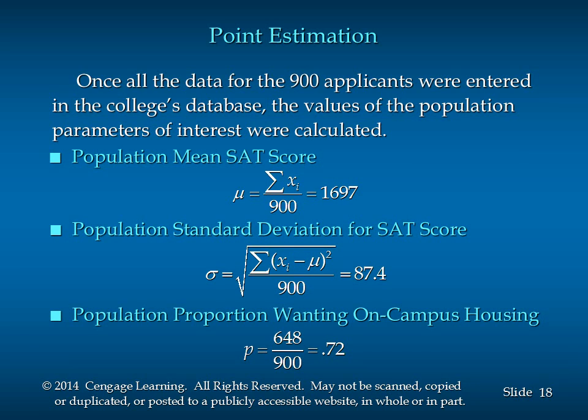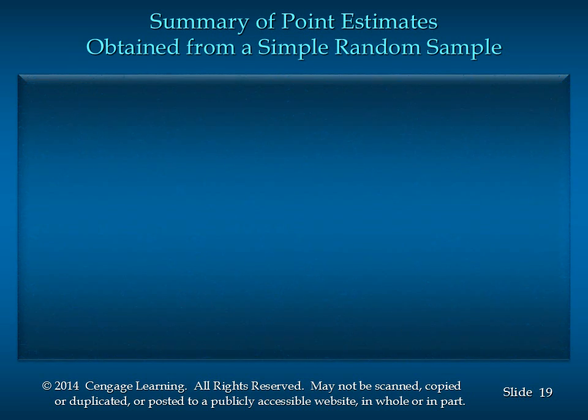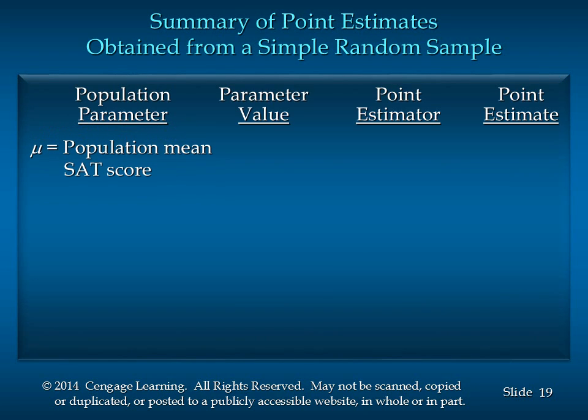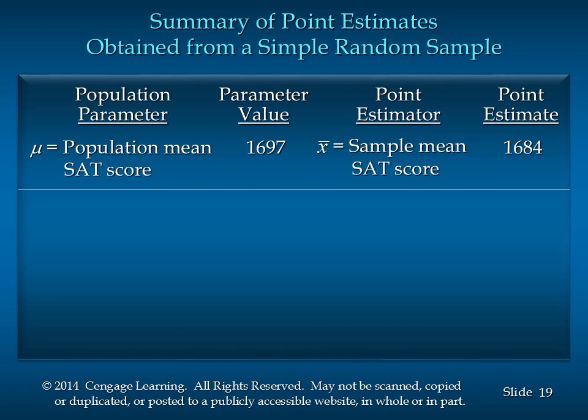And here, these were for all 900 applicants. And now you've got an actual number, that's 1697. And now you've got an actual standard deviation of 87.4. You have a proportion of 0.72, the population proportion wanting to live on campus. How close? The actual was 1697. Your point estimator was 1684. Close enough? Maybe yes, maybe no.